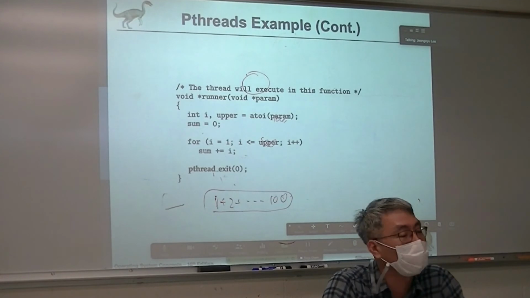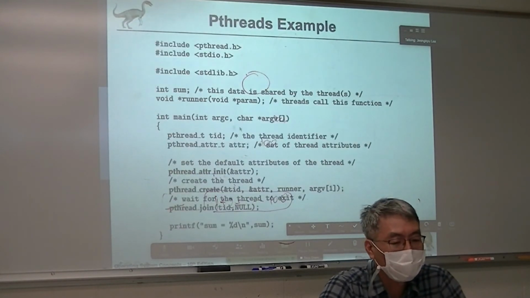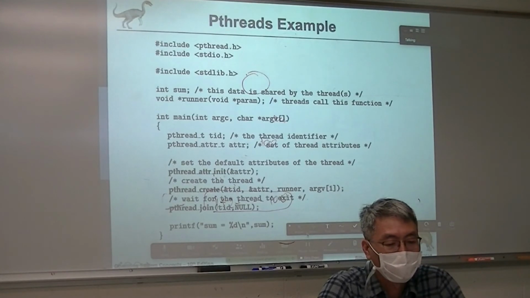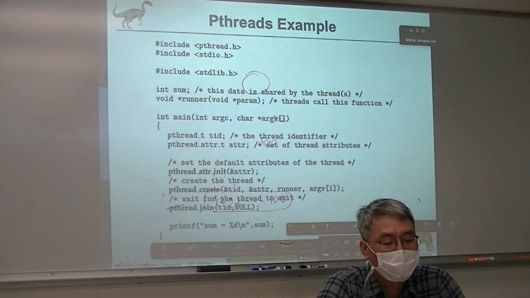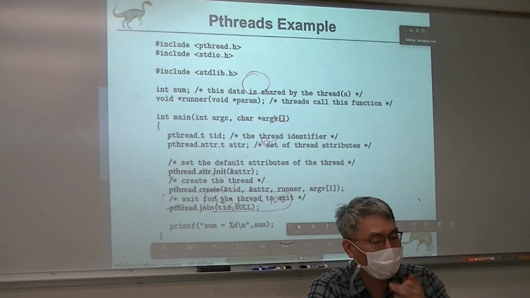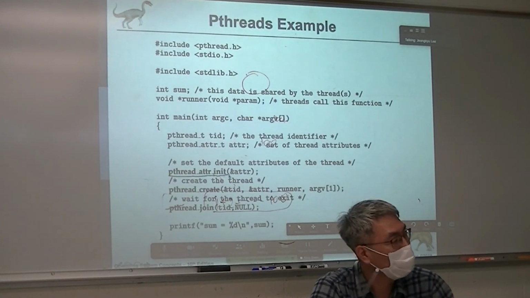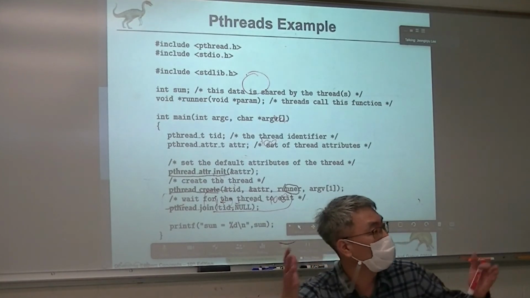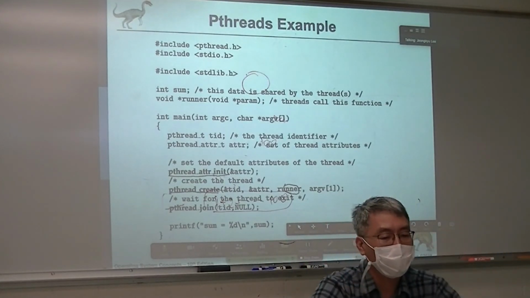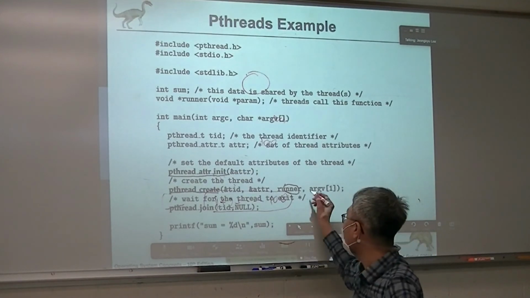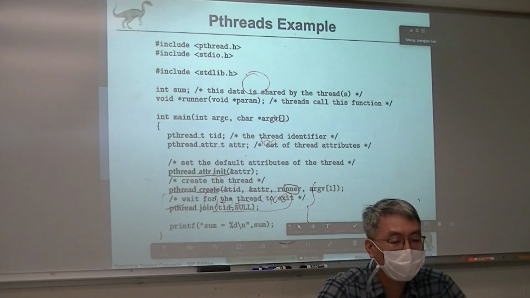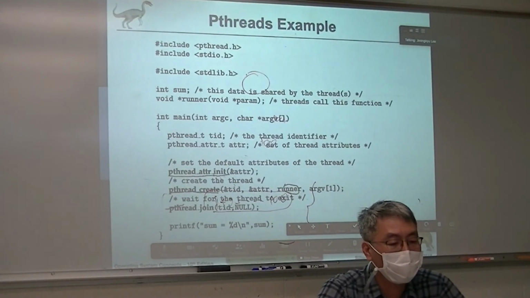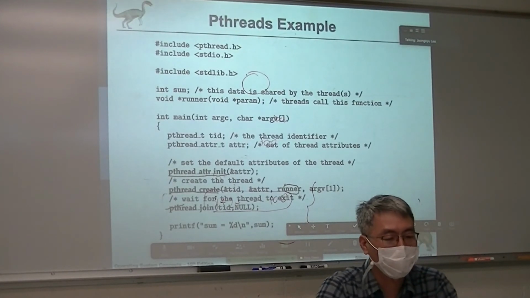The name is runner. Then you can create the thread with pthread_init. Then using pthread_create, but what will be the threaded runner? Runner is the thread programming part, the summation. So this part will be threaded. You can give the argument 1. Let's see next.